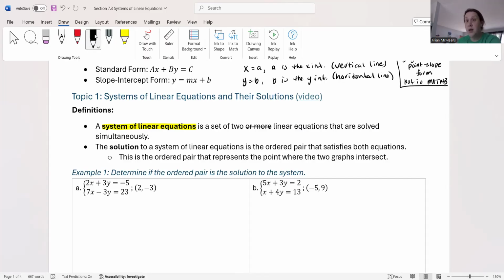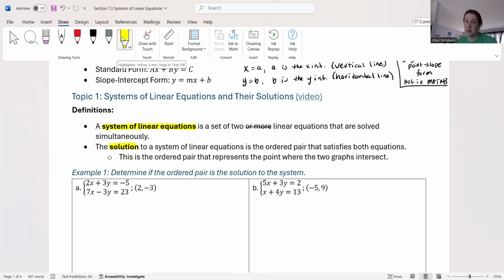So what in the world would the solution be? Well, the solution to a system of equations is the ordered pair that satisfies both equations. That makes sense. When we're looking for solutions to just a regular equation, we're looking for all of the ordered pairs that satisfy that equation. So for a system, we're looking for the ordered pair that satisfies both equations at the same time. What would that be? For us, this is the ordered pair that represents the point where the two graphs intersect.